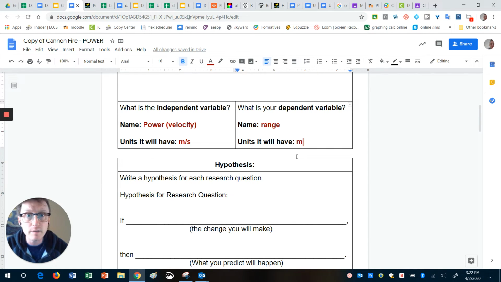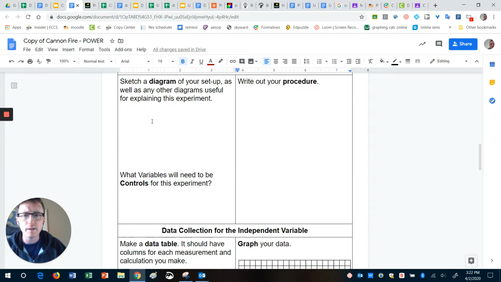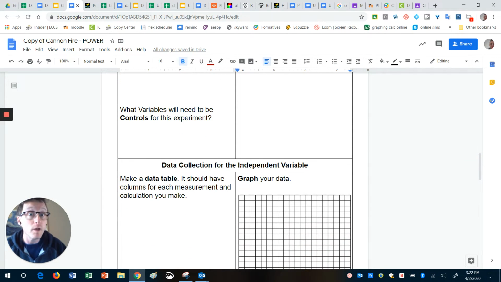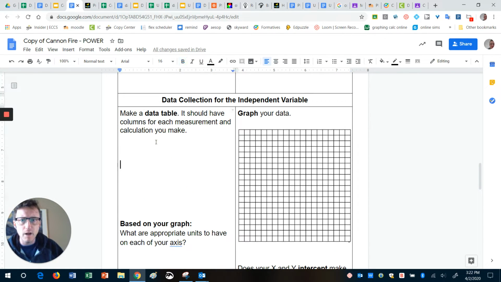It's not centimeters, it's not miles, it's not feet, it's not inches, it's meters. So we're going to skip all this other stuff because hopefully you got that. The diagram, procedure stuff, make sure you get those filled out. I'm looking for that, but make sure you have that. We're focusing right now on this data table. So what should be in the data table? Only 2 things: velocity and the range.